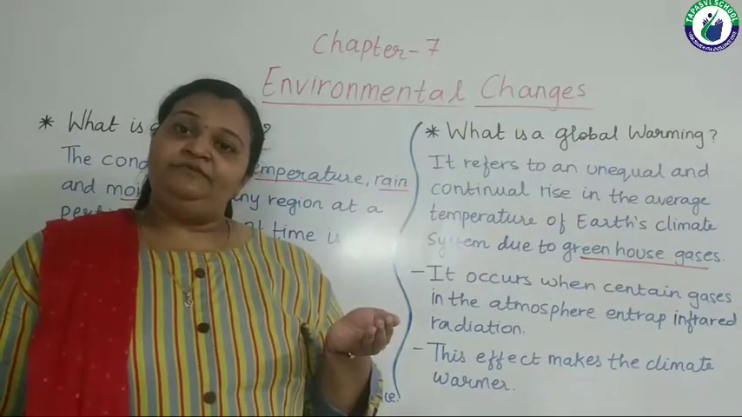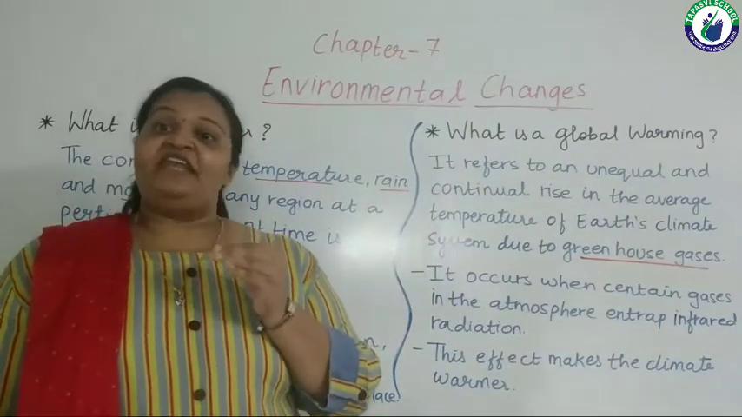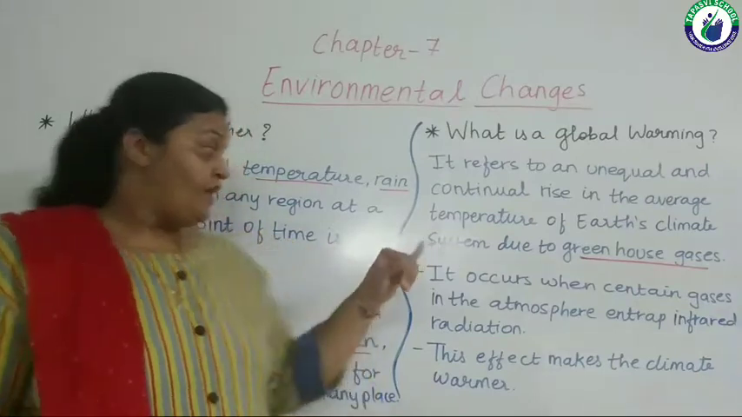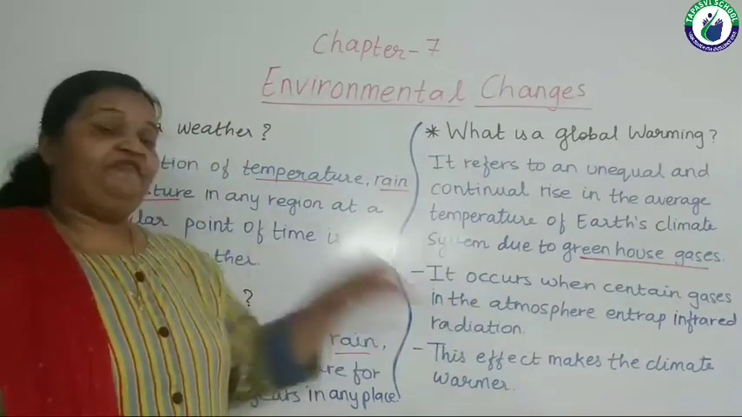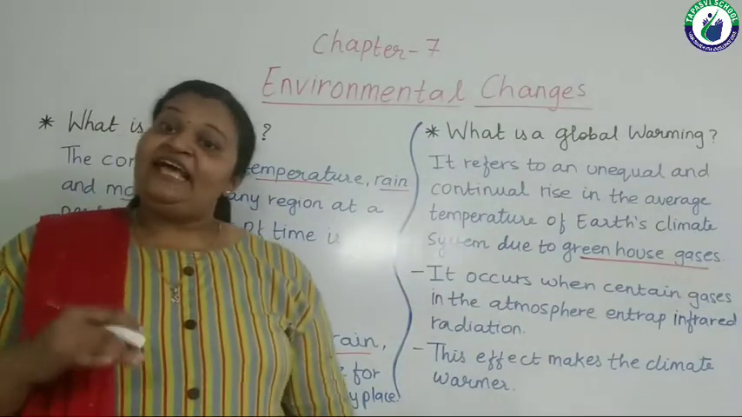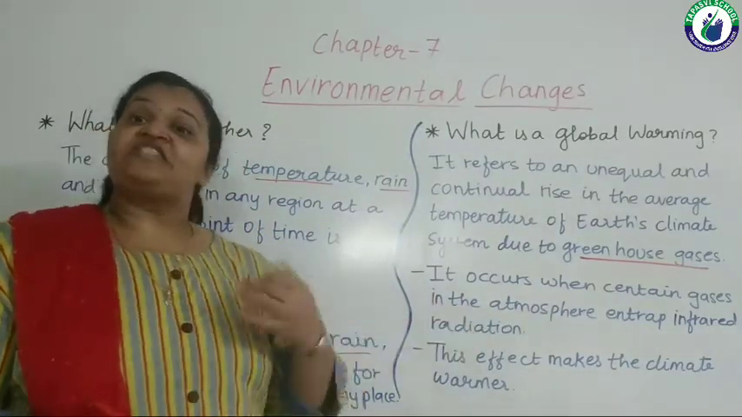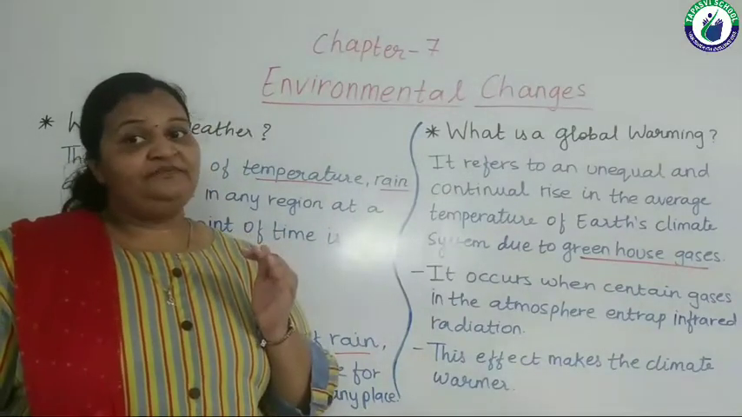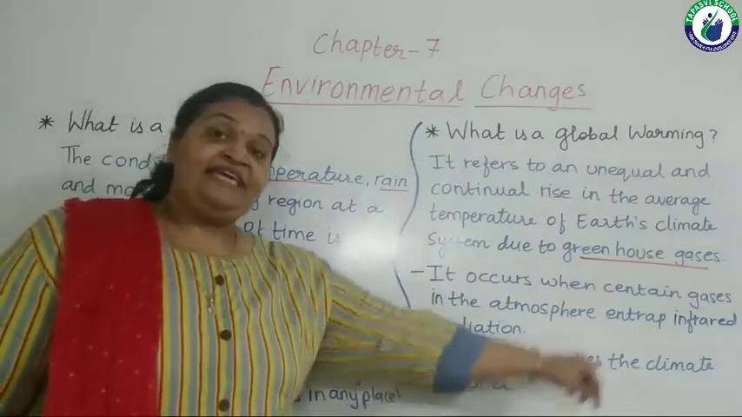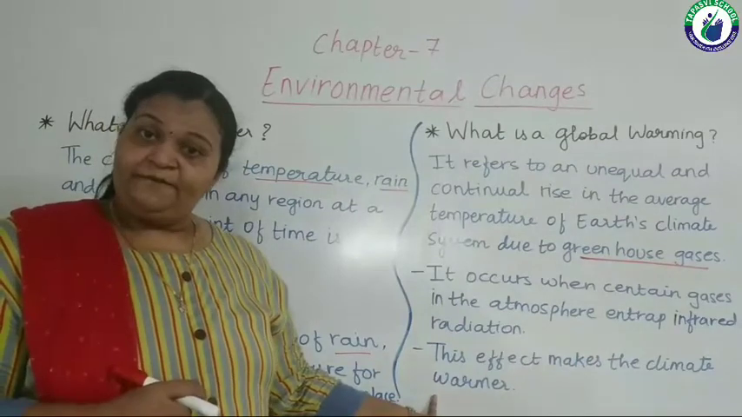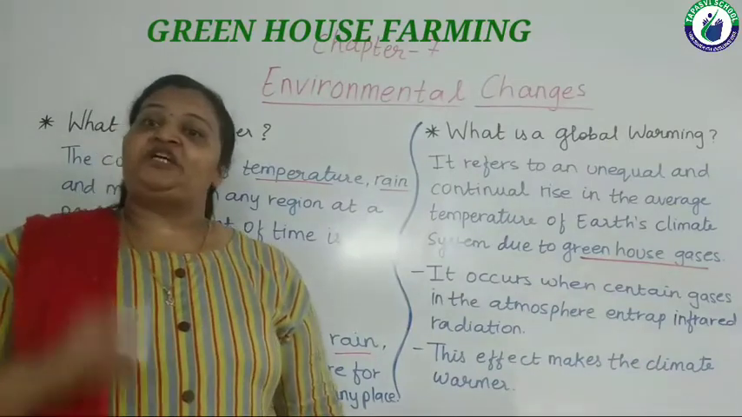What happens in global warming? The earth becomes warmer, which in return is very harmful for humans. It occurs when certain gases in the atmosphere entrap infrared radiation. As the poisonous gases increase in the environment, they entrap the infrared radiation, the UV rays which come from the hot sun, and this makes the climate warmer, right? So global warming is the average rise in the temperature of the earth.